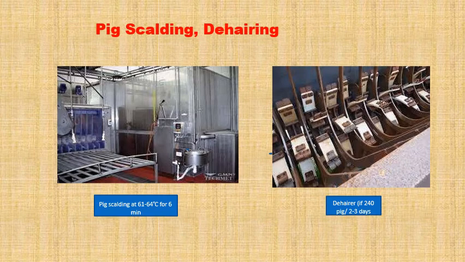Here you can see facilities for pig slaughter, that is scalding and dehairing. On the left side, scalding is heating the animal or dipping the animal in hot water after the bleeding is over, but sometimes it can be done with the help of steam in a scalding chamber. And on the right side you can see a machinery where the scraping is done, that is after scalding the hairs are removed with the help of rotating or drum-like scrapers.